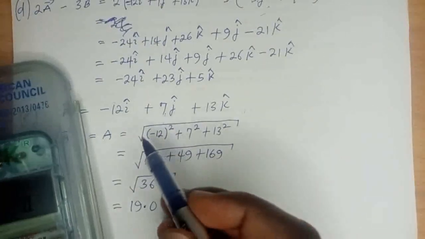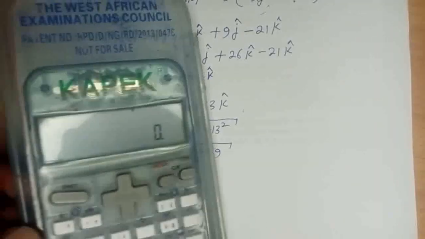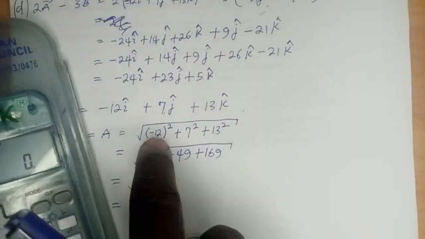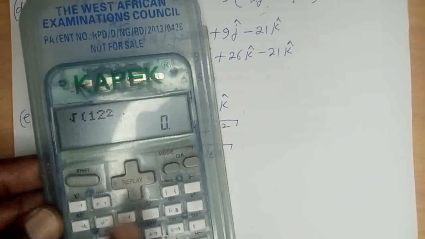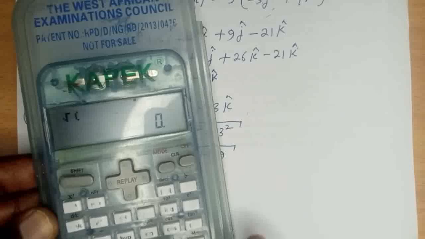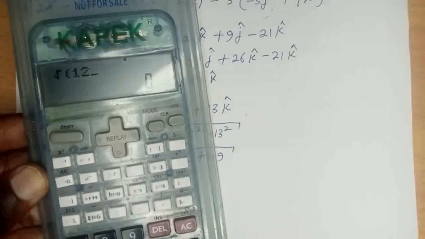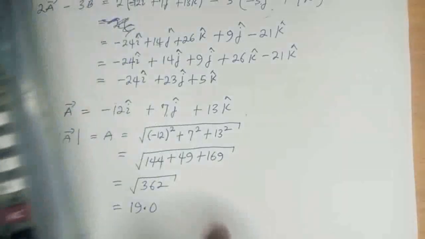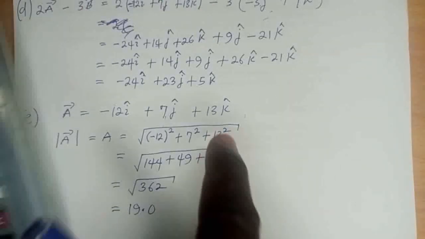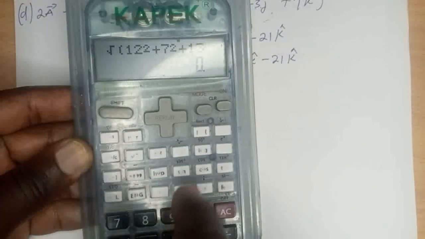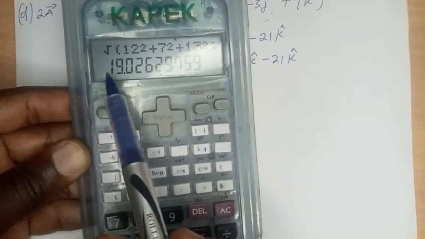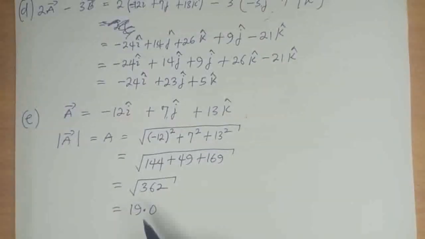If you like, you can do this straight away. You can ignore the negative sign and the bracket: press square root, open bracket, press 12 only, ignore the negative sign, square it, plus 7 squared, plus 13 squared. Now close the bracket and press the equality sign. You see, you get the result directly, 19.0, just as before.